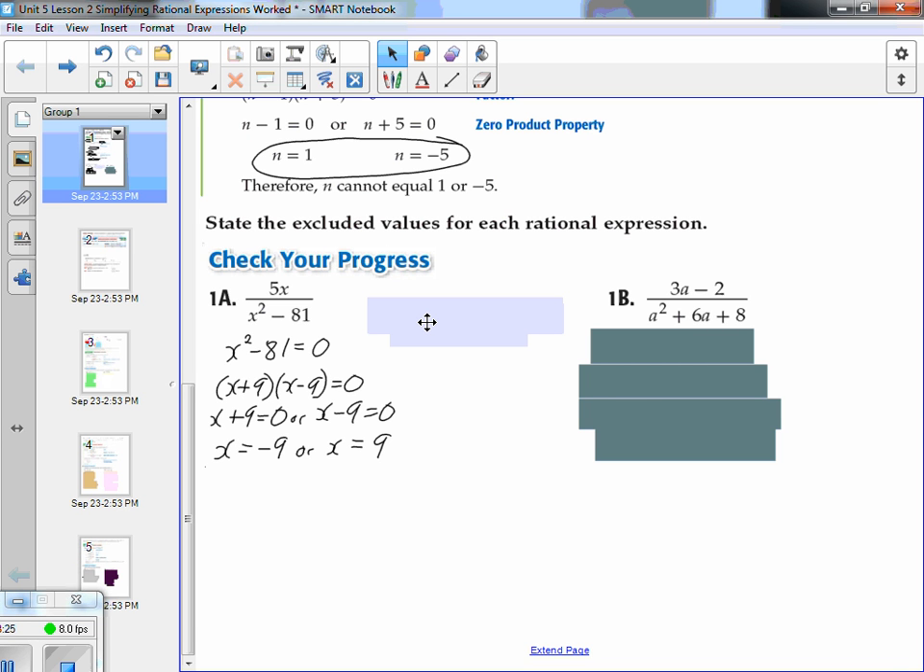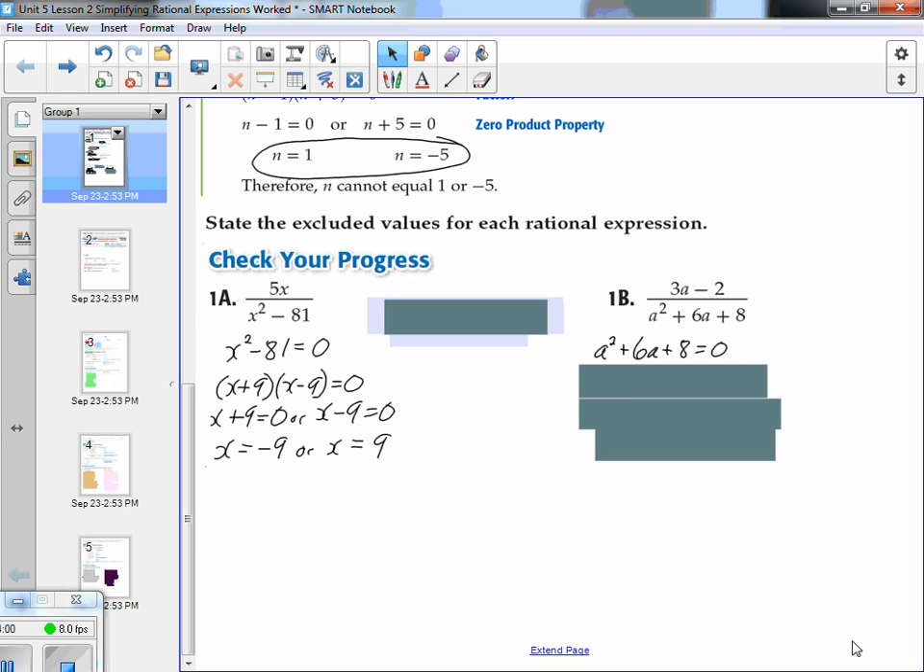If x equals negative 9, that expression is undefined. Or if x equals positive 9, that expression is undefined. What makes it undefined? The attempt at dividing by 0. That's what makes the expression undefined. Let's look at the next one. Again, the numerator does not give you excluded values. It's just the denominator. It doesn't matter if the numerator equals 0. That's fine. It's the denominator.